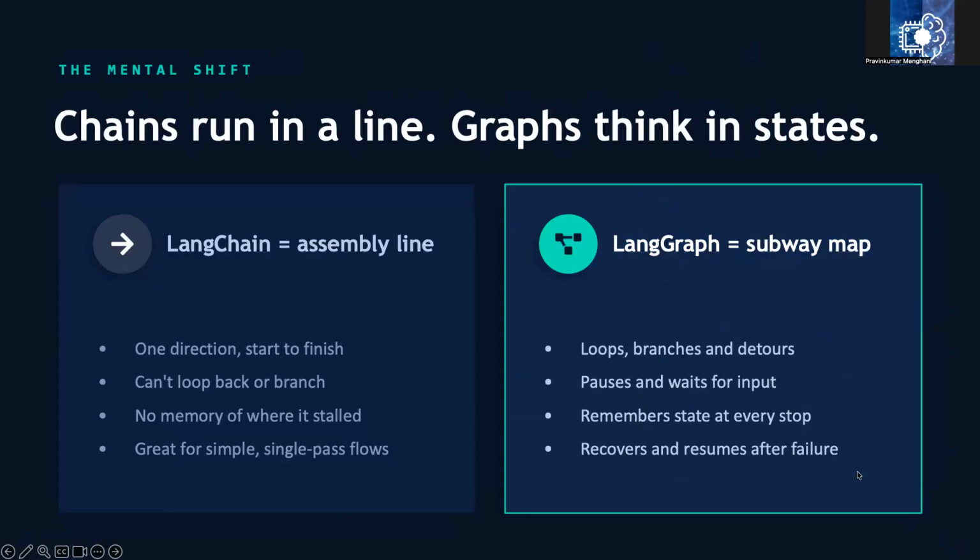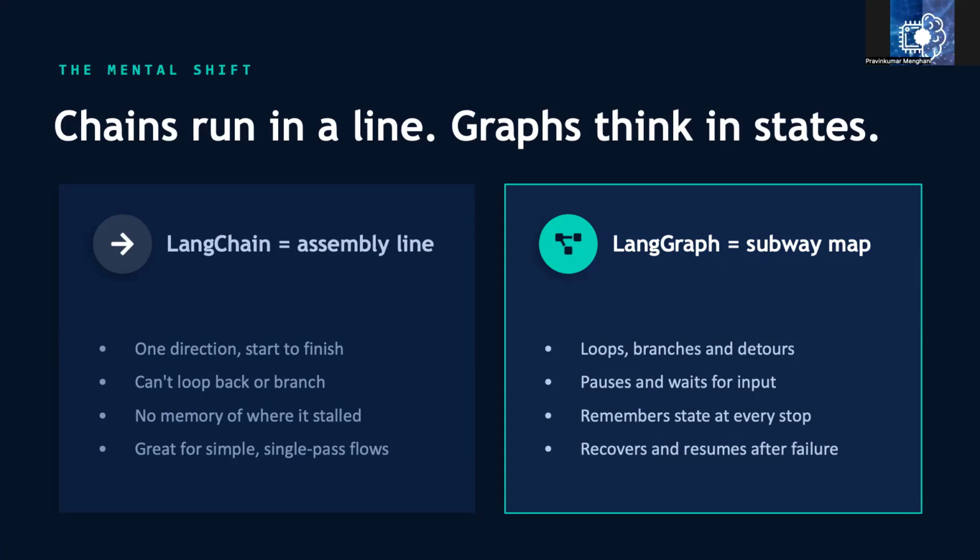Think of LangChain like an assembly line in a factory. Widget goes in one end, comes out the other. Great for making one thing one way every time. But what happens when the widget is defective halfway through? The whole line stops. There is no go back to station 3 button.